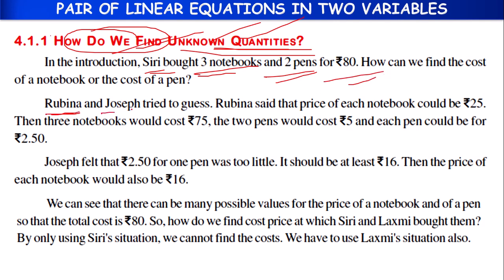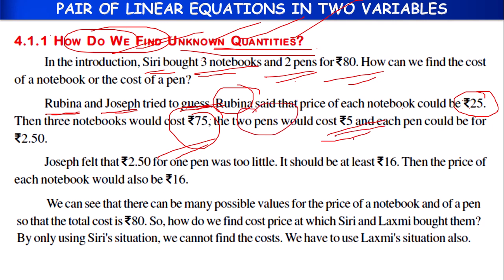So Rubina and Joseph tried to guess the cost of notebook and pen. Rubina said that the price of a notebook will be 25. So 3 notebooks she has brought, 3 into 25, 75. Then 2 pens remain. Out of 80 rupees, 75 rupees are already used, so only 5 rupees remain. 2 pens will come in 5 rupees, so each pen will be 2.5 rupees. Like that, she made a guess.